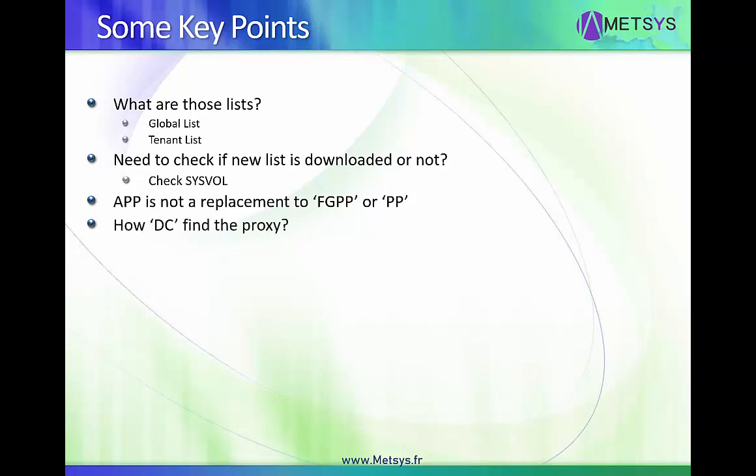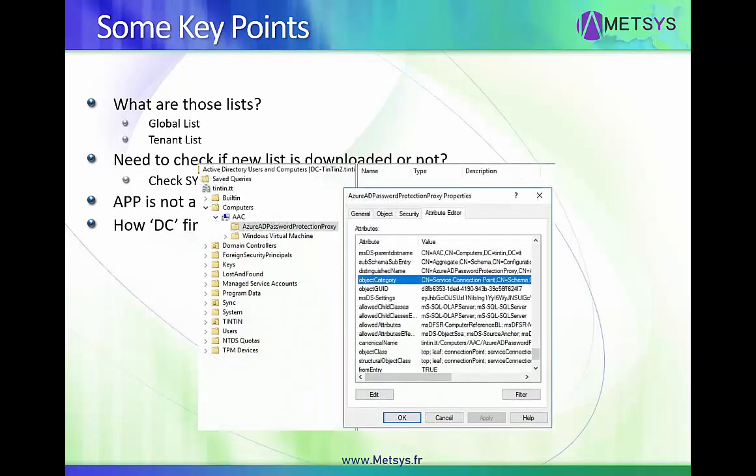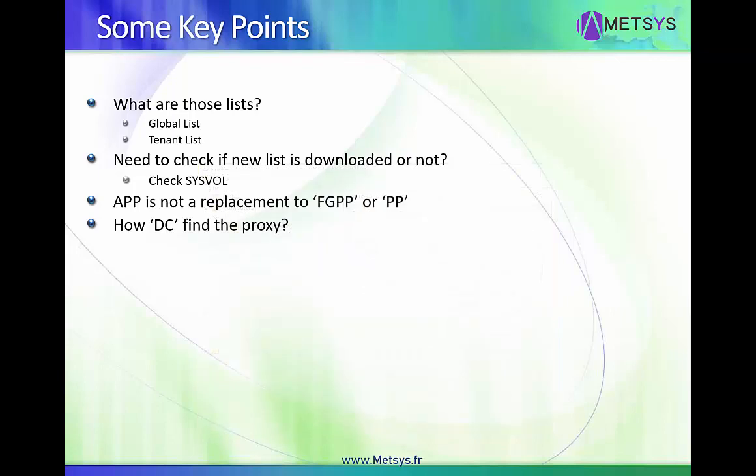And the last thing to know is how a DC will find a proxy. The first way is through the agent, and also the information is stored in Active Directory. If you look inside the attributes of your proxy server, as we can see, there is a service connection point for the proxy service, which lets domain controllers easily find the proxy. And that's how domain controllers will find the proxy server.